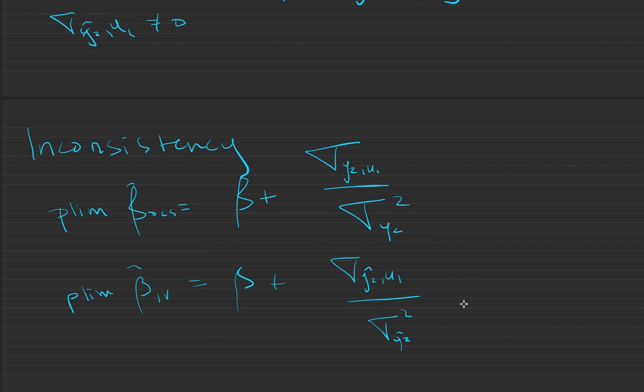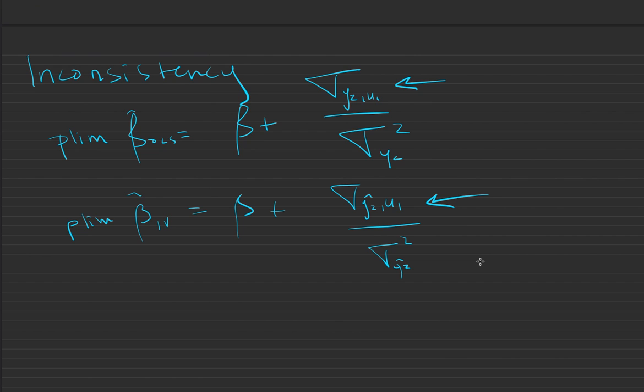Now, if the instruments are purely exogenous, then the numerator will be 0. The covariance between y2 hat and u1 will be 0. However, if the instruments are not purely exogenous, then there will be some inconsistency. So again, consistent estimates are obtained for either estimation method when the numerator in OLS or IV is 0. If any of these cases fail, then we have inconsistent estimates.